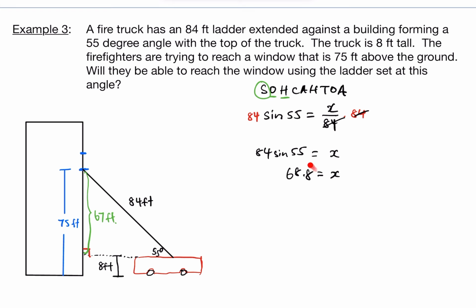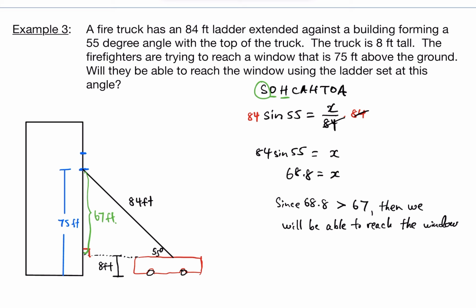Since 68.8 feet is greater than the 67 feet that we need, since 68.8 is greater than 67, then we will be able to reach the window. So that is our answer. Or you can just say yes.